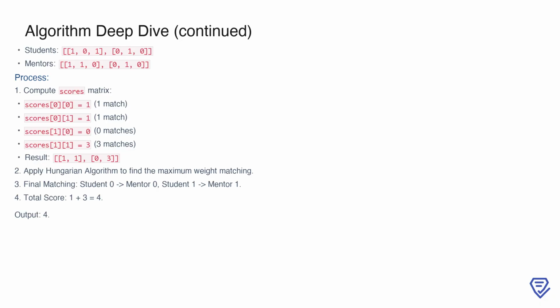Next, we apply the Hungarian algorithm to find the optimal matching. In this case, the algorithm assigns student 0 to mentor 0 and student 1 to mentor 1. The total score for this matching is 1 plus 3 equals 4. Therefore, the output of the algorithm is 4, which is the maximum compatibility score sum for this input.